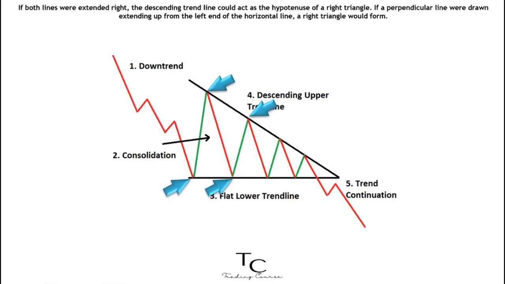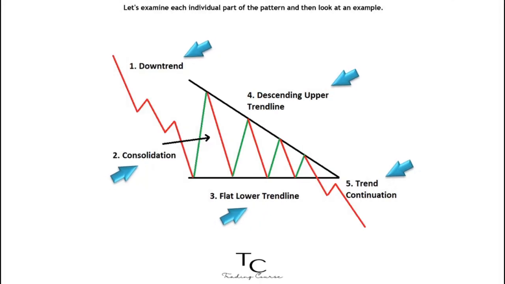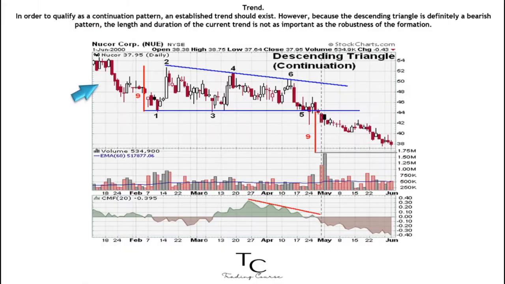If both lines were extended right, the descending trend line could act as the hypotenuse of a right triangle. If a perpendicular line were drawn extending up from the left end of the horizontal line, a right triangle would form. Let's examine each individual part of the pattern and then look at an example.